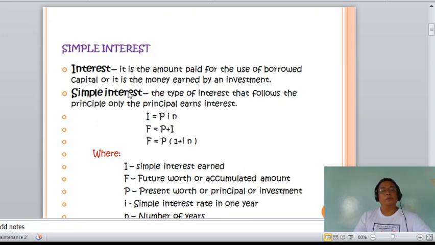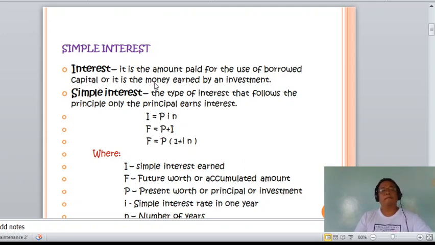How are we going to compute for the interest? Of course, interest is equal to the principal amount multiplied by the rate of interest and multiplied by the number of interest periods. So the future amount can be computed as the principal amount plus the interest.